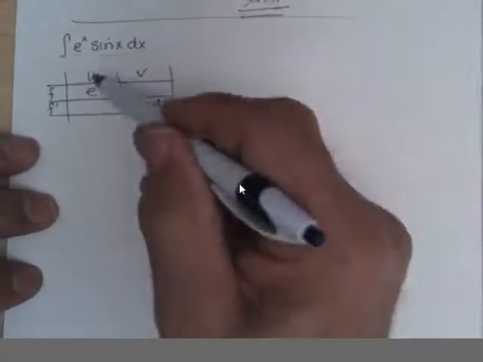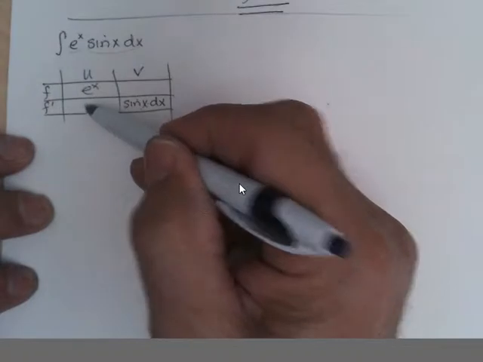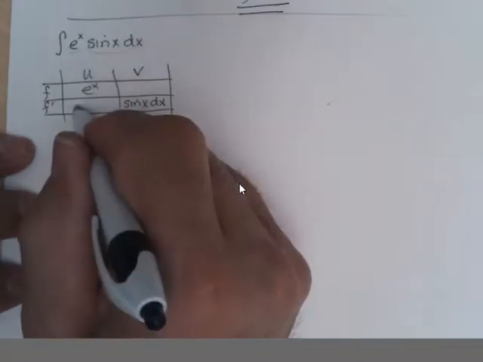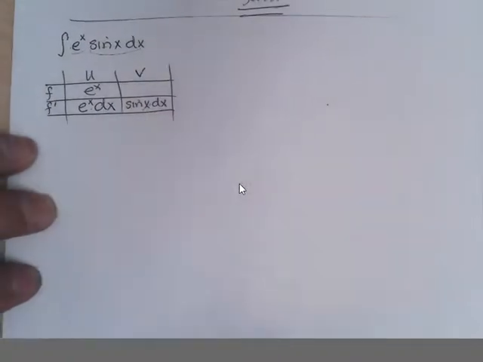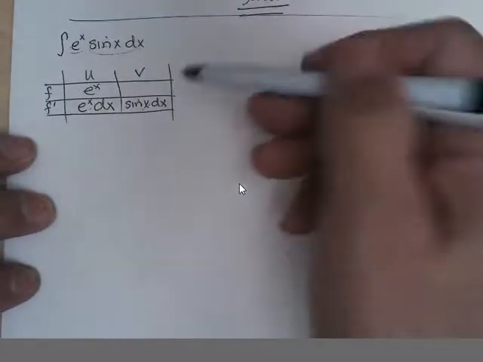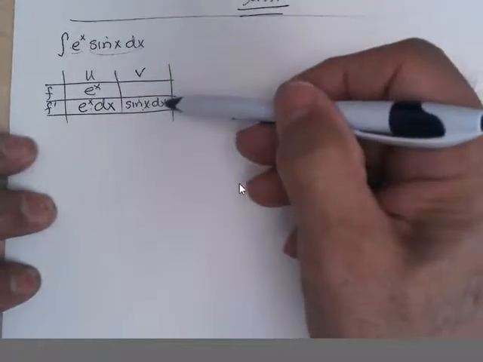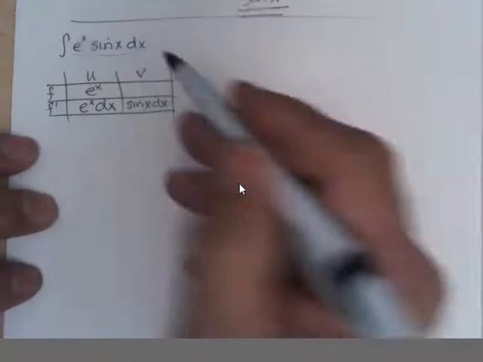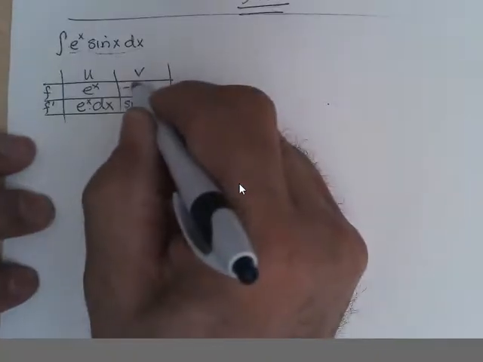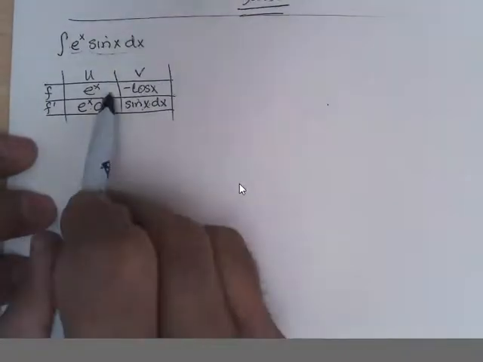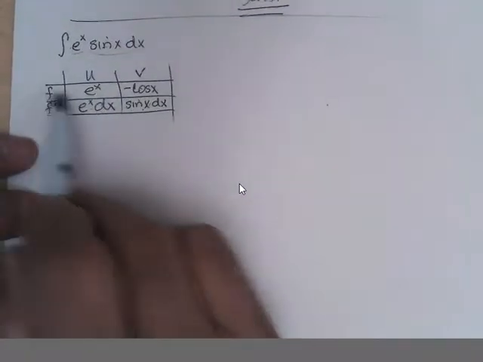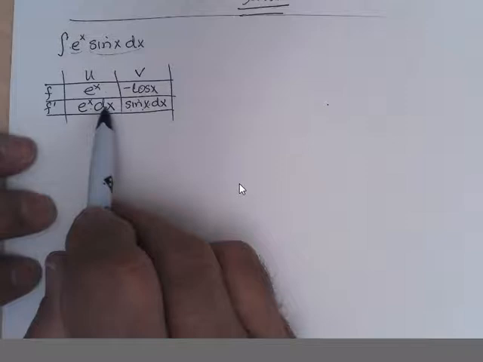So now I got to find u prime. The derivative of e to the x is just e to the x again, dx. The antiderivative of this v prime, this sine x dx, is negative cosine x. Notice no dx's in the functions. In the derivatives, there's dx's.